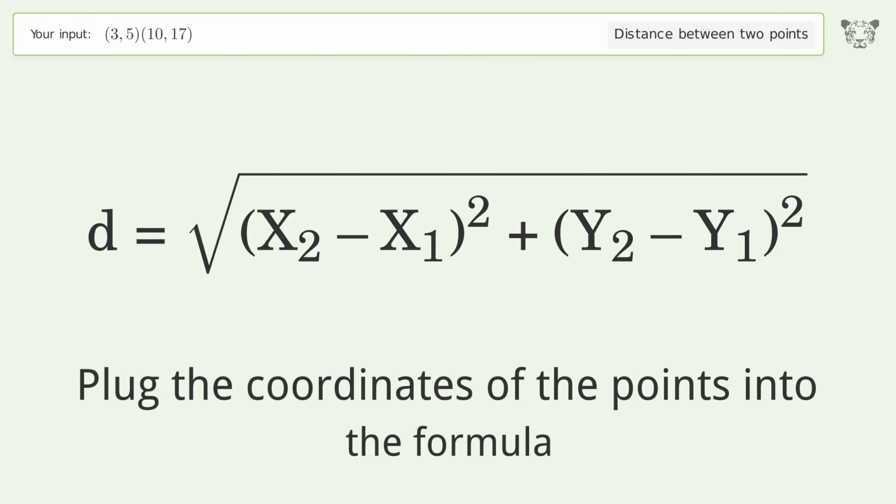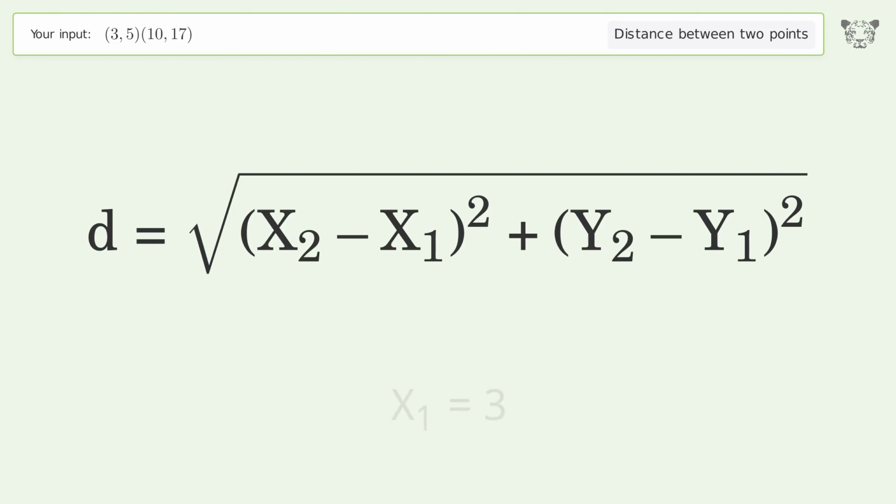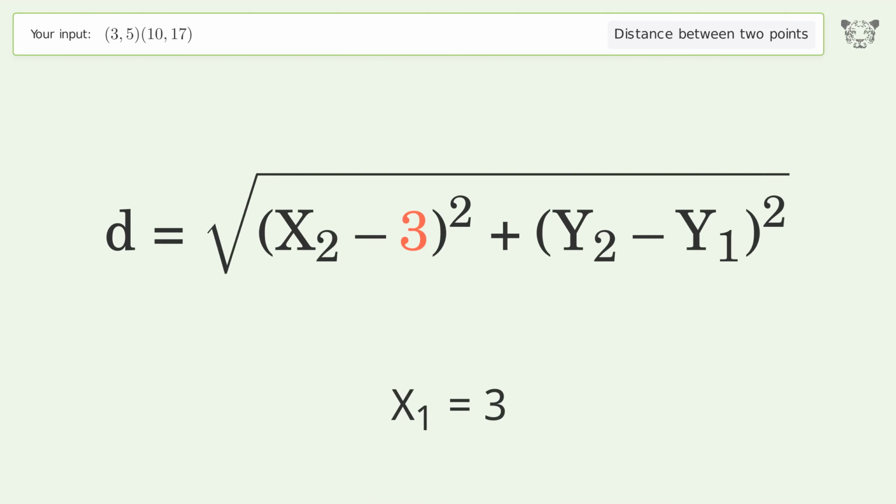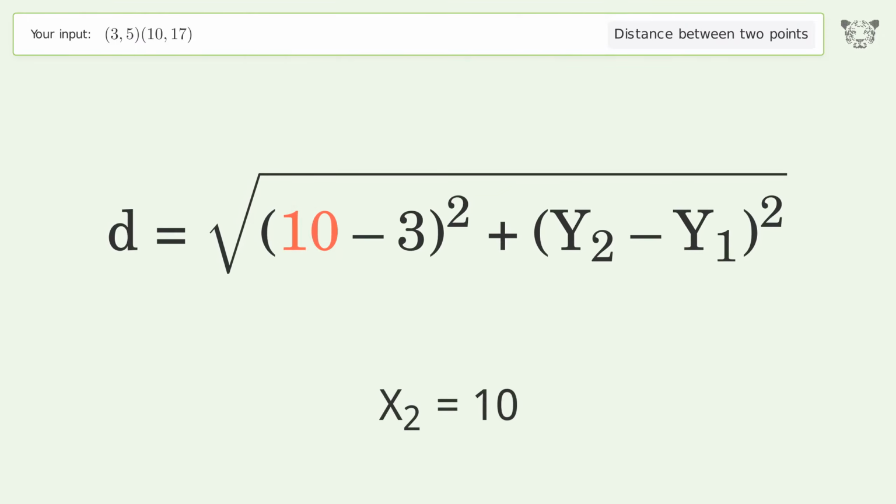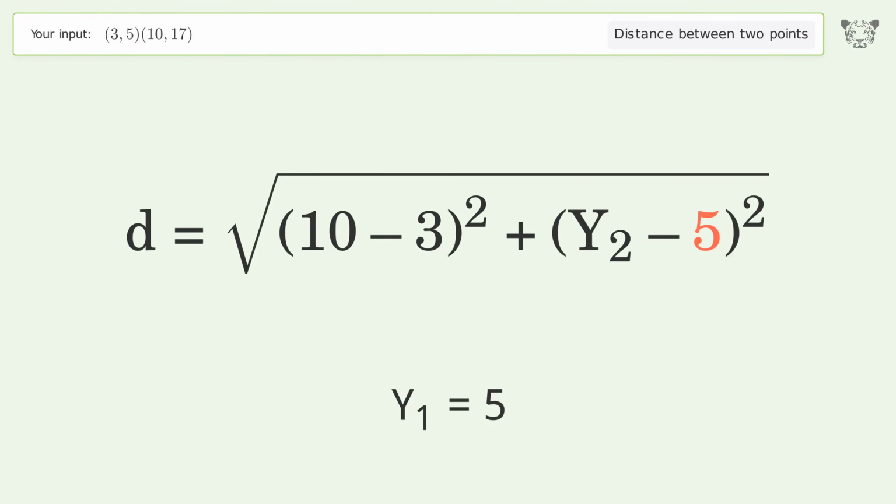Plug the coordinates of the points into the formula. x1 equals 3. x2 equals 10. y1 equals 5. y2 equals 17.